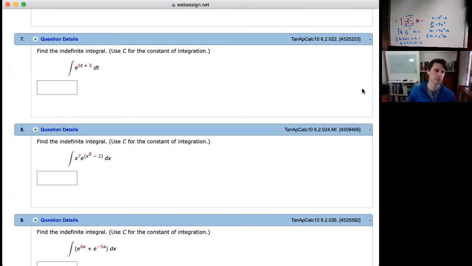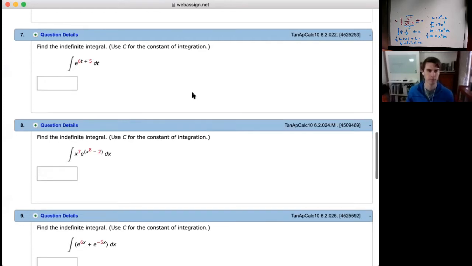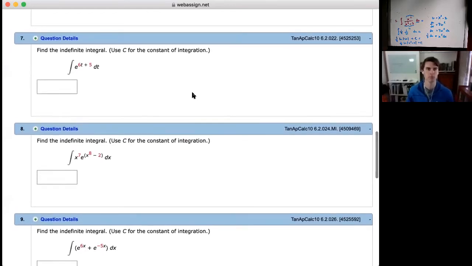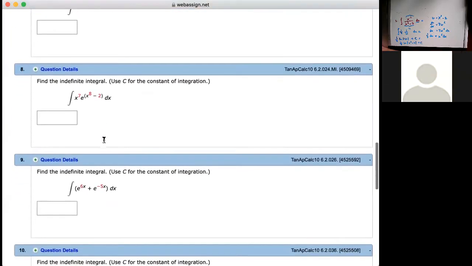Okay, so having done a couple examples, what I thought I'd do is just scroll through some of the problems in WebAssign 6.2 and talk about what might be a good choice for you. I think that's the primary frustration I've heard from students when they start doing this, is not knowing what to choose for u. So let's take a look at number 8.